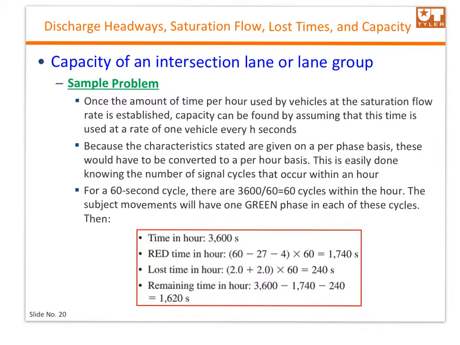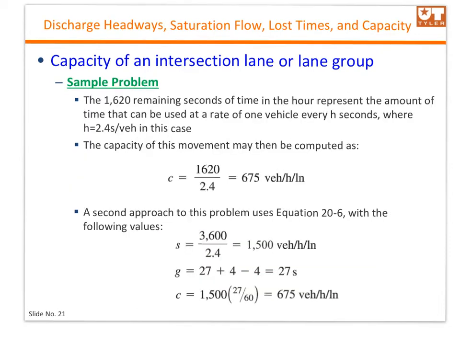time, which is 3600, minus 1740, which is the red time, minus 240, the lost time, and this is going to be equal to 1620 seconds. The 1620 remaining seconds of the time in the hour represent the amount of time that can be used at a rate of one vehicle every h seconds, where h, which is the headway, is 2.4 seconds per vehicle in this case.